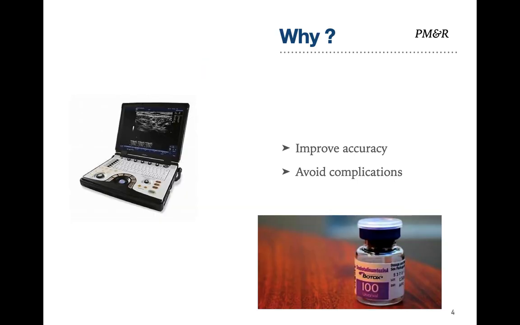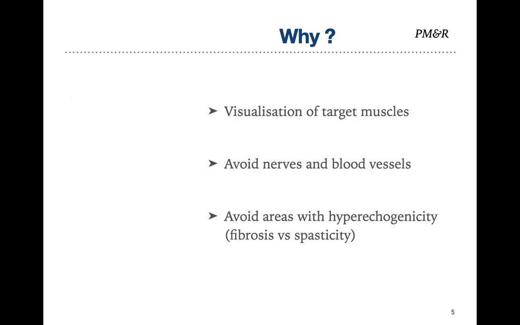The learning objective will be to understand the basics of ultrasound for botulinum toxin injection. We know ultrasound improves accuracy during injections and avoids complications. We can identify the vessels and avoid them. We can visualize the target muscles correctly and avoid other structures like nerves and blood vessels. Where muscles have fibrosis or contracture, there will be very contrasting hyperechogenicity, and we can avoid that area because it might not improve with botulinum toxin injection.